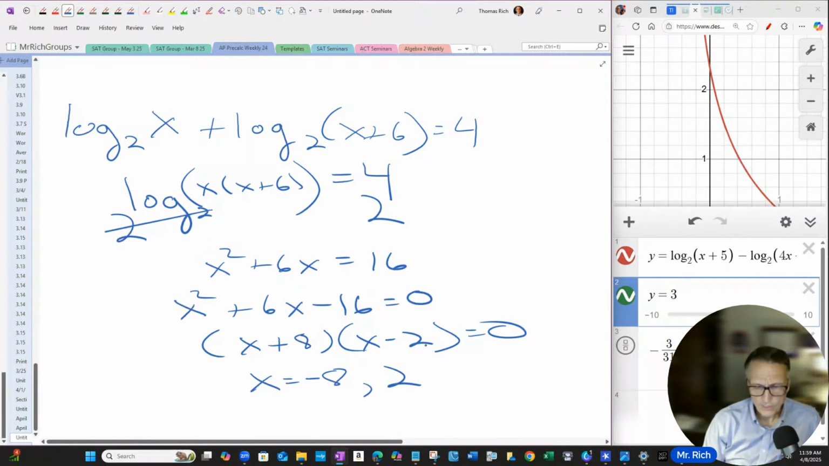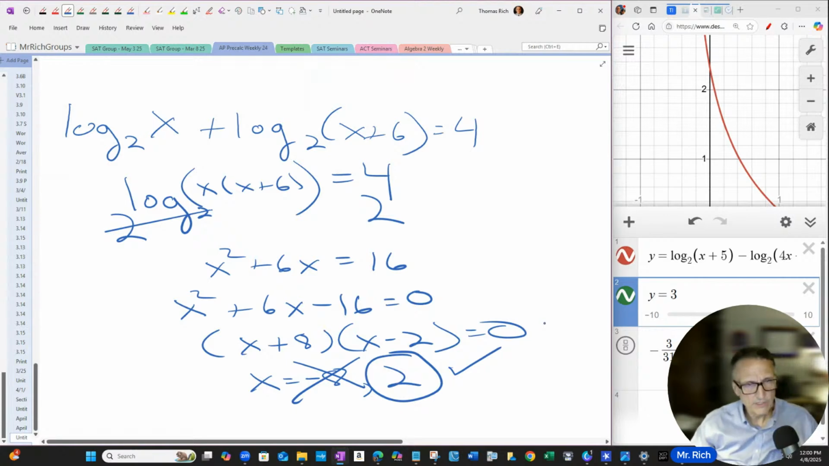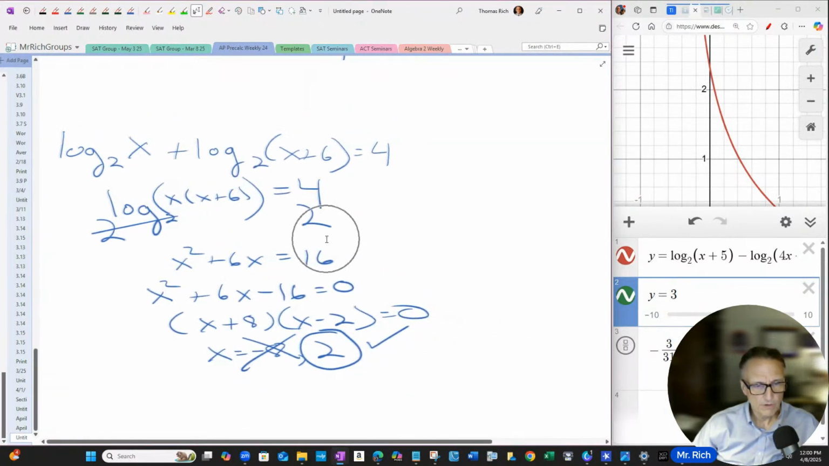Now, only one of those is going to work because I can't take a logarithm of 0 or negative numbers. So this negative 8 is not going to work because I cannot take the log of a negative 8. That is what we call an extraneous solution. 2 is going to work because I can take log base 2 of 2, and I can take log base 2 of 2 plus 6, or 8. So that's going to check, and that is my only solution to that particular log equation.